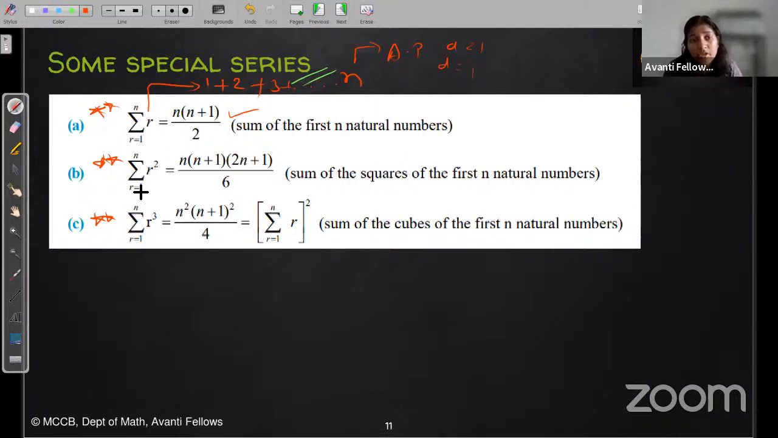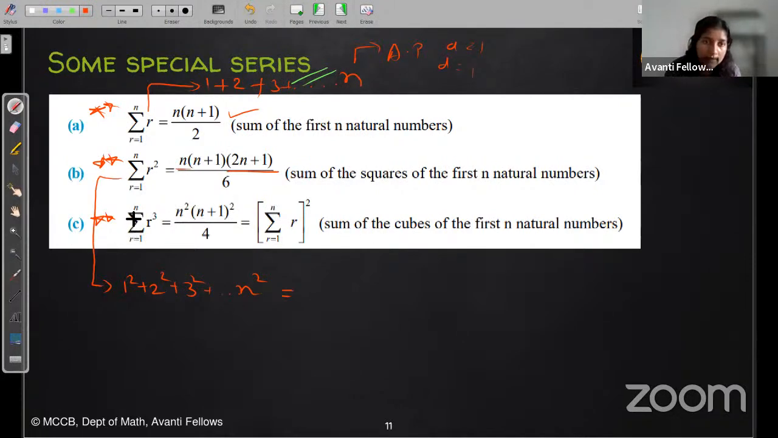Second is summation of r square from r is equal to 1 to n. So this will mean 1 square plus 2 square plus 3 square, and so on up to n square, right? That will be equal to n into n plus 1 into 2n plus 1 divided by 6. So the sum of the squares of the first n natural numbers will be equal to n into n plus 1 into 2n plus 1 divided by 6. Remember it. Today you will go and practice all these summations, okay?